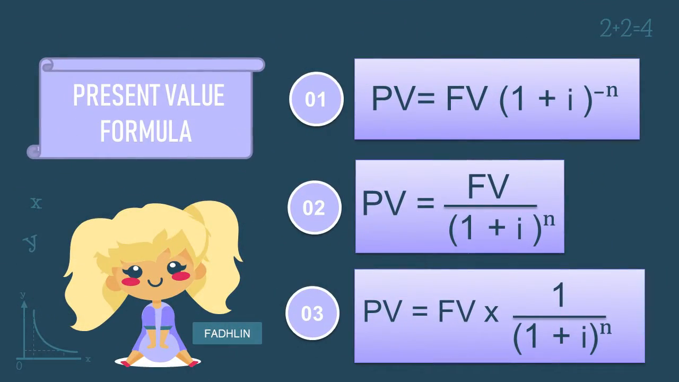There are several formulas to calculate present value. As you can see here, there are 3 different formulas. However, we choose to use the easier formulas, which are formula number 1 and number 2, because they are easier to apply in the calculator and simpler to remember.